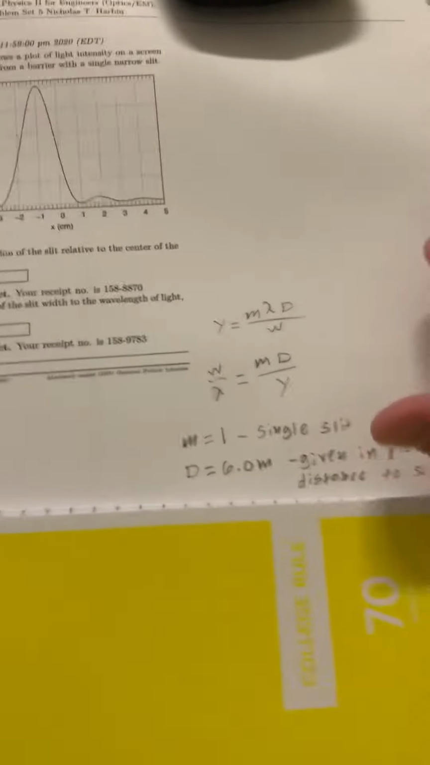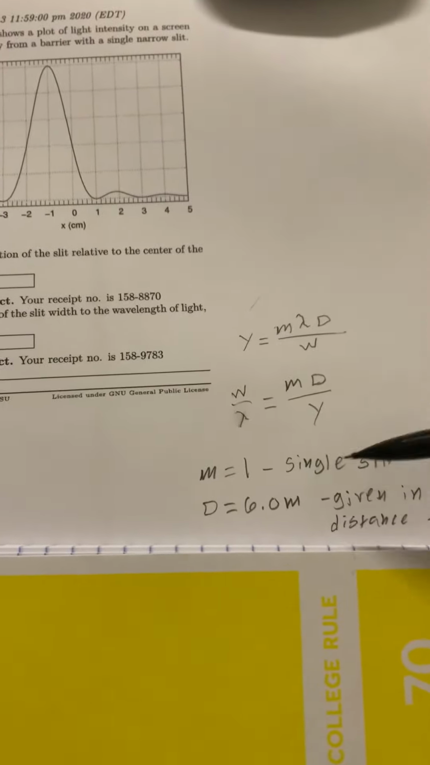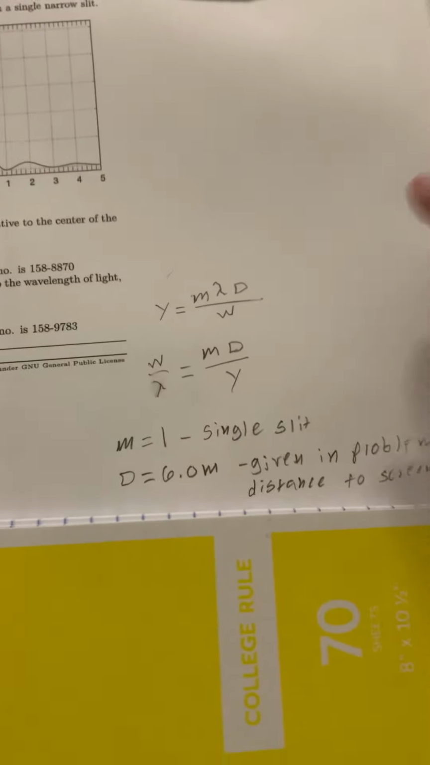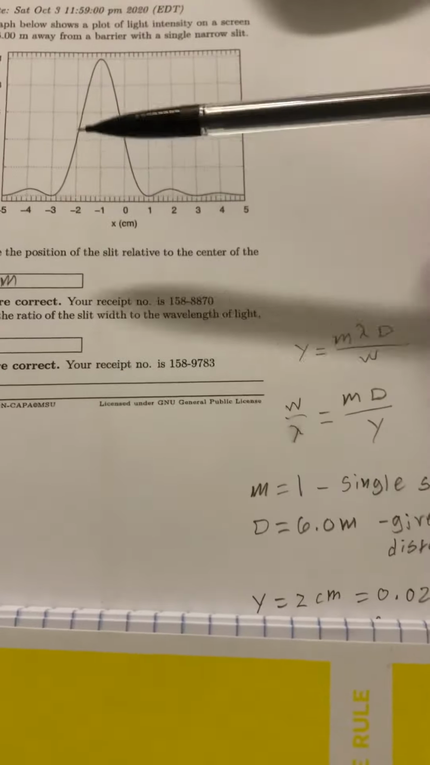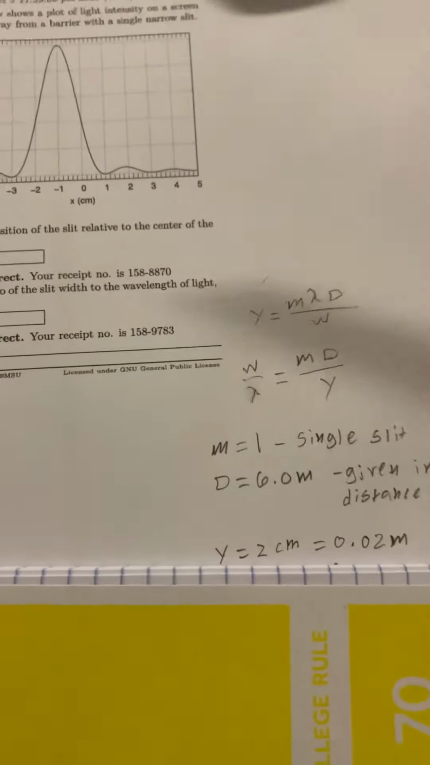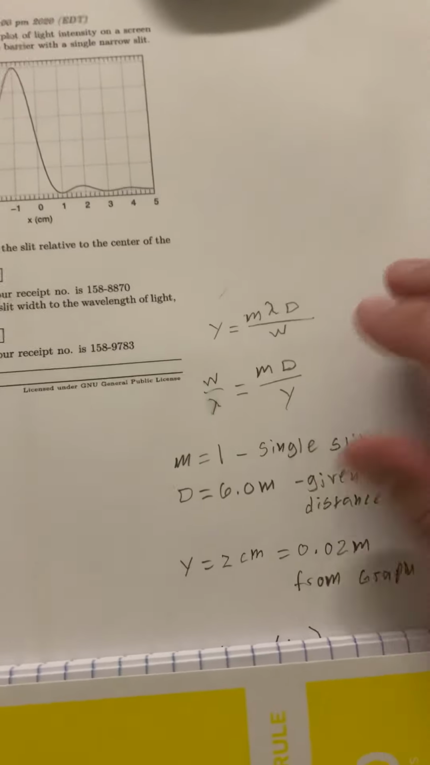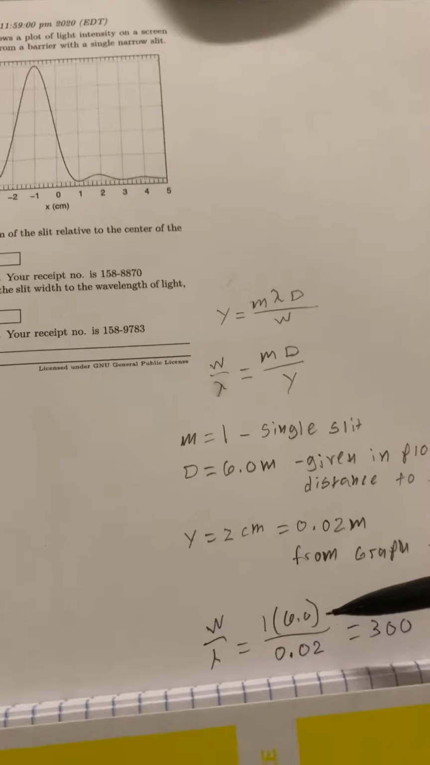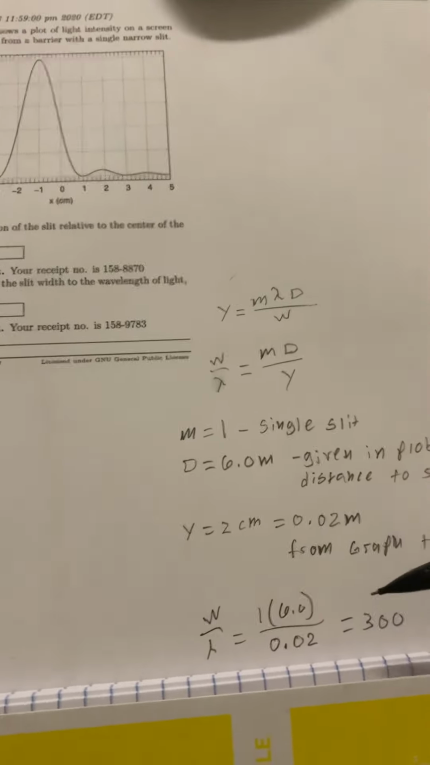And so as discussed in this equation, we're going to use 1 for m as it's a single slit, and 6.0 for the distance to the screen, which is given in the problem, and the 2 centimeters, which is found using the graph to find the distance to the minima on each side. We converted the 2 centimeters to meters to be 0.02 meters, and then we just plug into the equation. We get 1 times 6.0 meters divided by 0.02 meters for a ratio of 300.